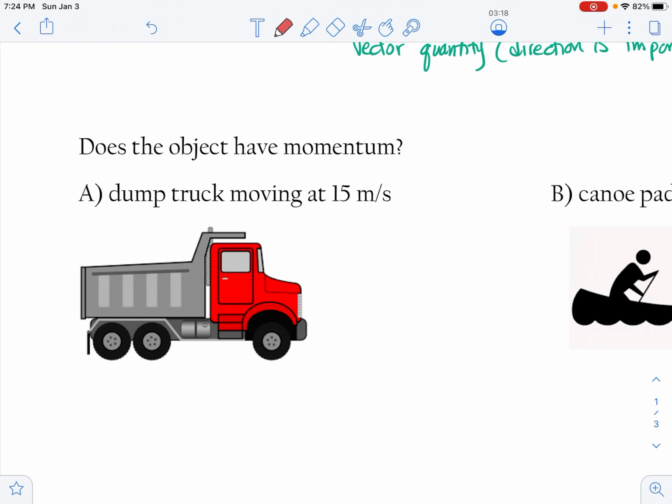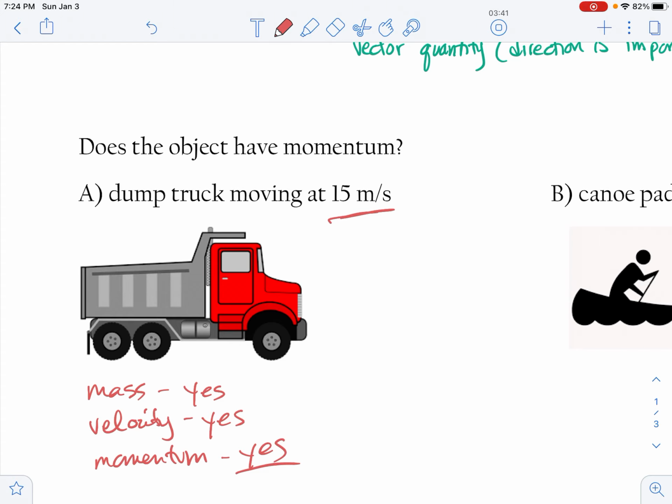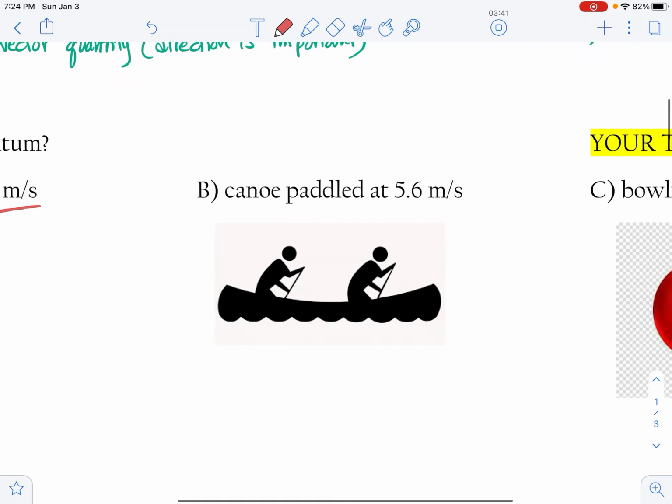So we have to ask ourselves some questions here. So does this thing have mass? Well, it's a dump truck, so yes. Does it have velocity? Well, it told me up here that it's moving at 15 meters per second, so yes. So does the thing have momentum? Well, it has mass, it has velocity, so it must have momentum, so yes. All right, see how we're going to do this?